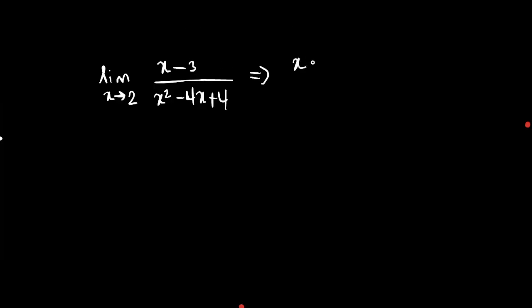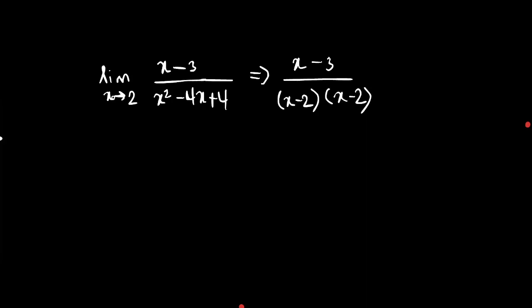The limit as x approaches 2 for this function, x minus 3 divided by x squared minus 4x plus 4. So if we want to find the limit here, first, as always, let's try to identify any discontinuities. Let's see where we have our vertical asymptote. To do that, as always, we try to factor. The numerator, x minus 3, can't be factored any further, so it stays the same. But x squared minus 4x plus 4, yes, we can factor that into x minus 2 times x minus 2.